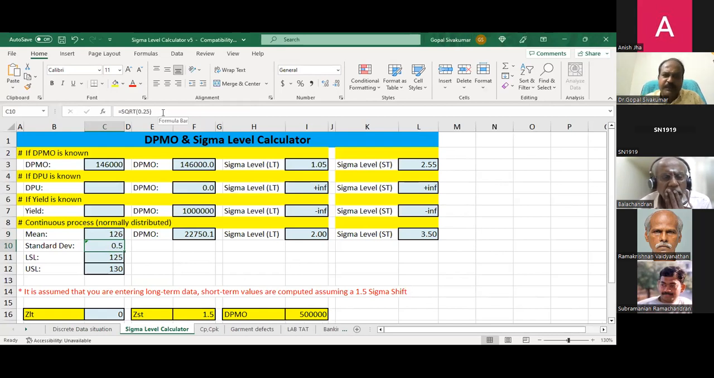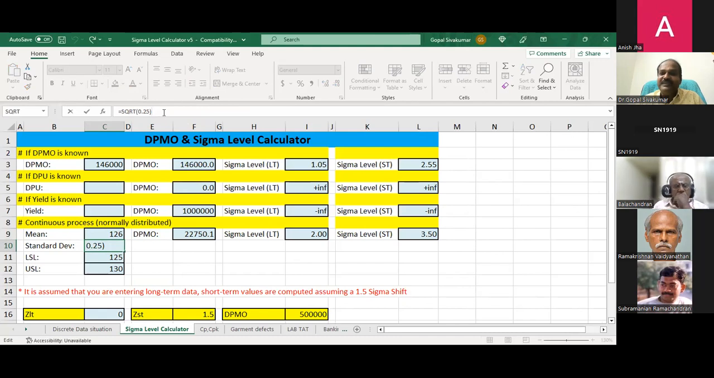Can you see my formula here? Yes, sir. Square root of. If I put straight away 0.25, I am wrong. Am I correct? No, sir. It is variance. Automatically, we have to mention square root of 0.25.